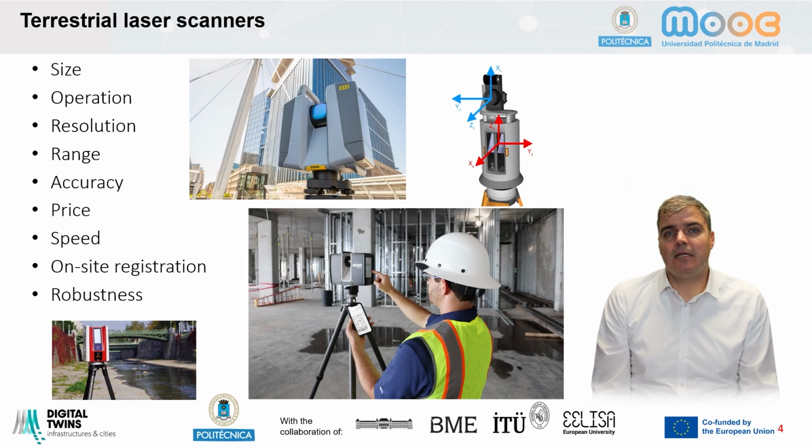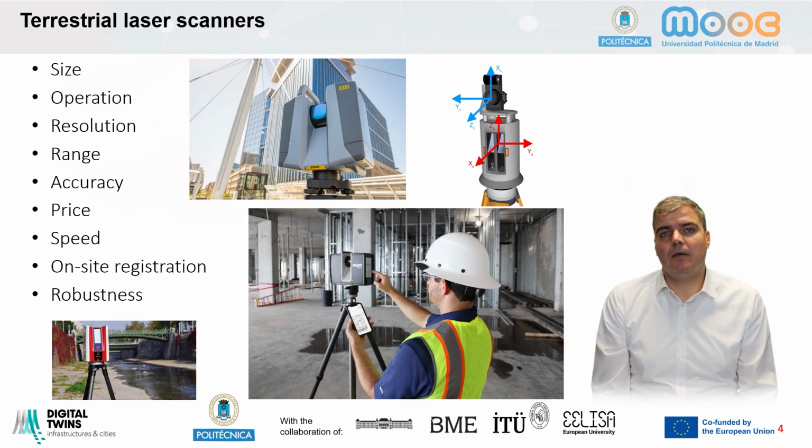In case of range, there is a big difference. There are many scanners that are capable of capturing data within only 100 meters, but there are higher range laser scanners able to capture points from even 6 kilometers. There's a big difference in price, from some 10,000 euros to some 100,000 euros. Speed depends on the distance measurement speed and whether we are collecting images or not. We will discuss it later. And there are also laser scanners capable of on-site registration. So the main point is how robust a scanner is on site.